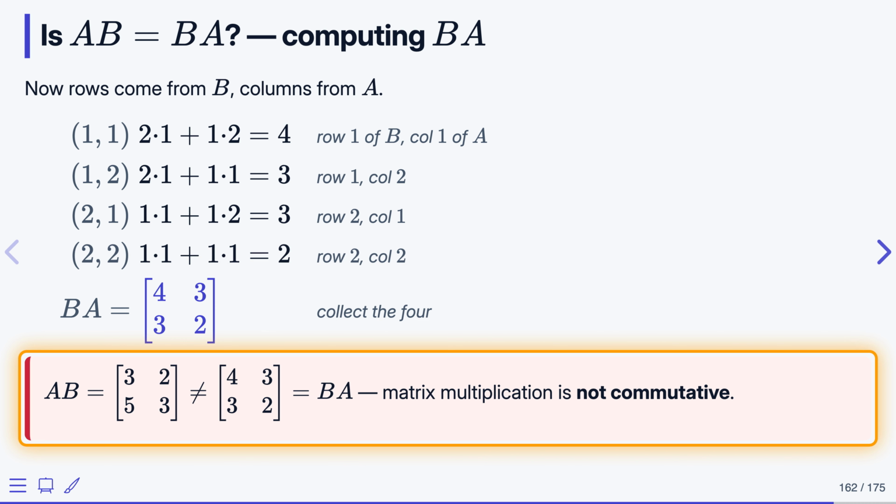Now compare. A times B was rows 3, 2, and 5, 3. B times A is rows 4, 3, and 3, 2. Every entry is different, so matrix multiplication is not commutative. Keep the factors in the order you are given.